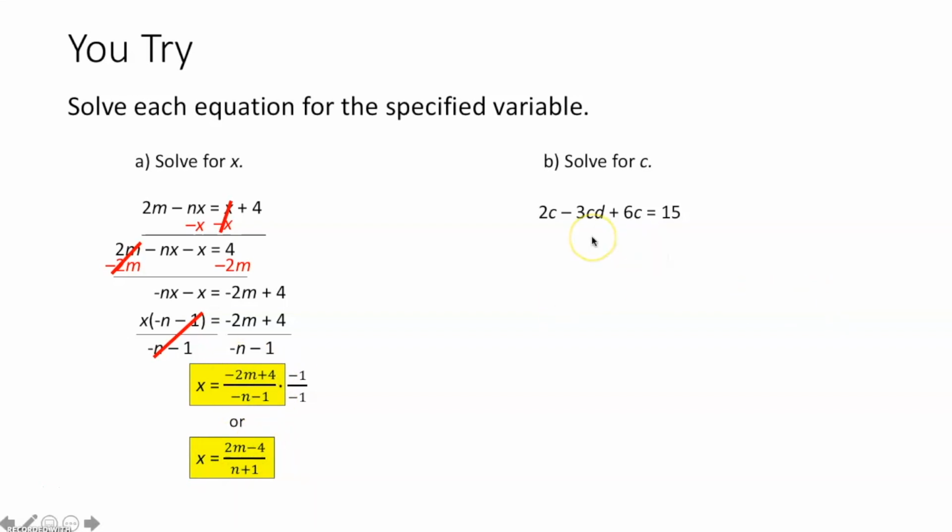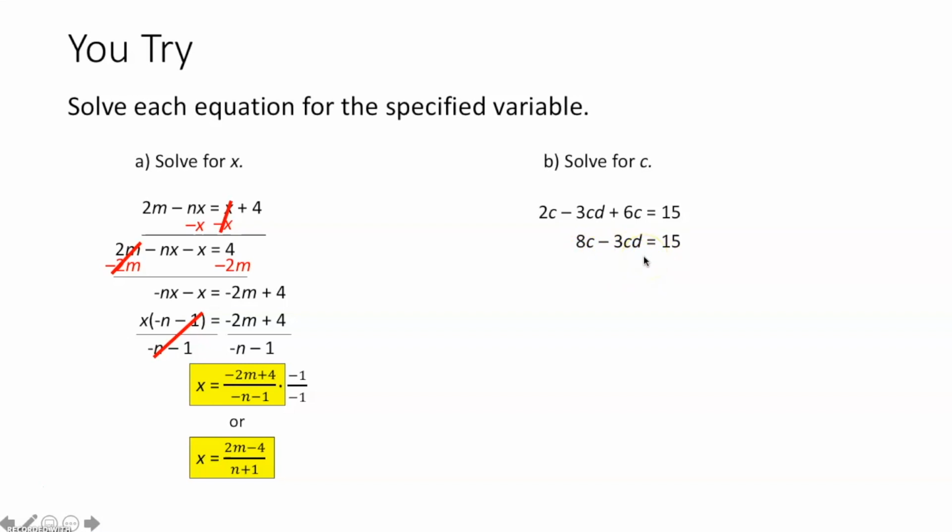Okay, part B, again, simplify, move, solve. Can we simplify this side? Yeah, actually, we have two like terms. We have 2c and this 6c, which we can add together and get 8c. Sweet. Can we simplify these? No, this has a c and this has a c and a d, so no, those can't be simplified. So we move to step 2. Variable that we want on the left.